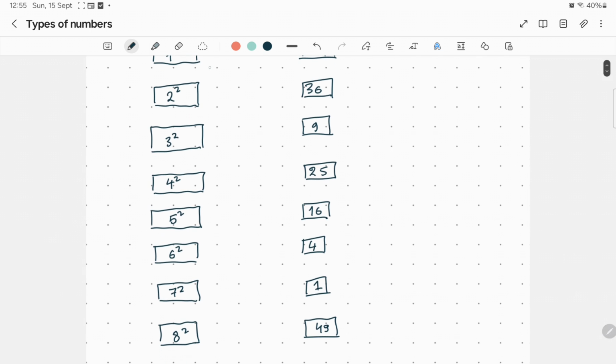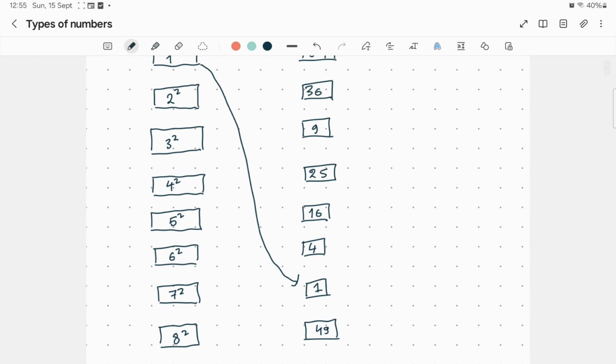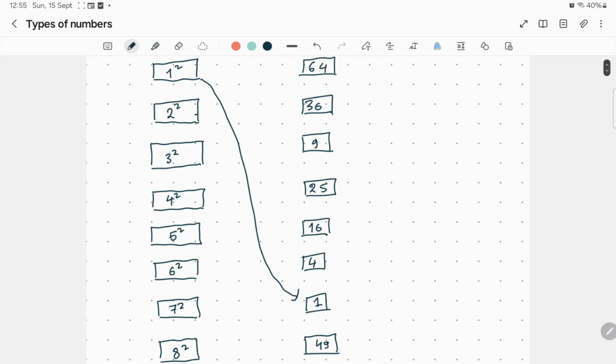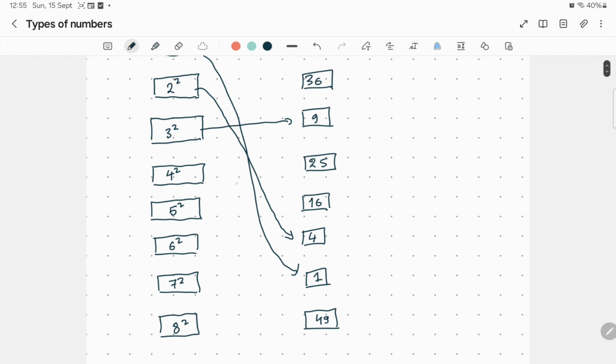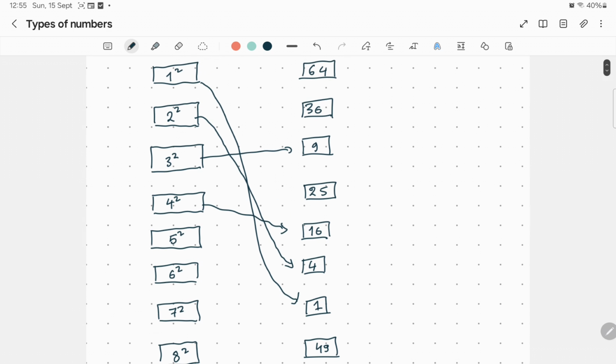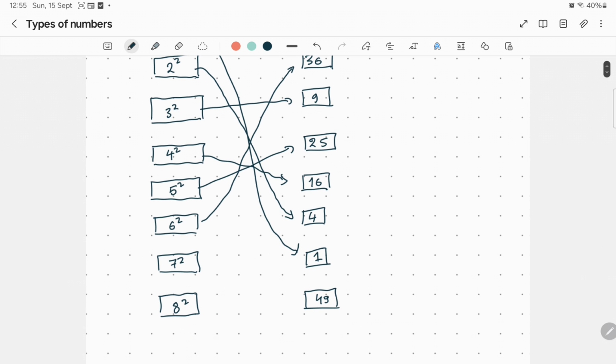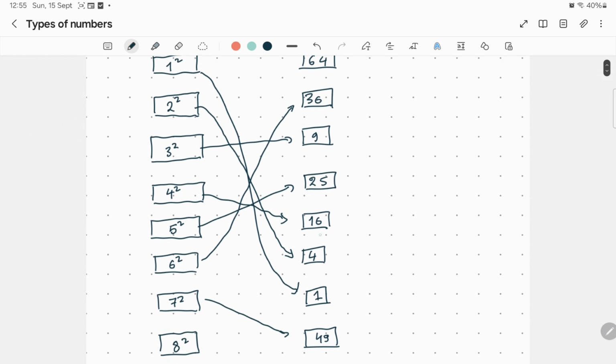So 1 squared is just 1. We draw an arrow. 2 squared is 4. 3 squared is 3 times 3 gives me 9. 4 squared gives me 16. 5 squared gives me 25. 6 squared gives me 36. 7 squared gives me 49. And 8 squared gives me 64.